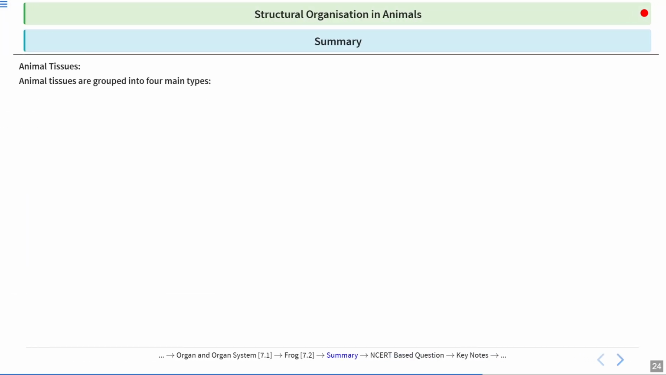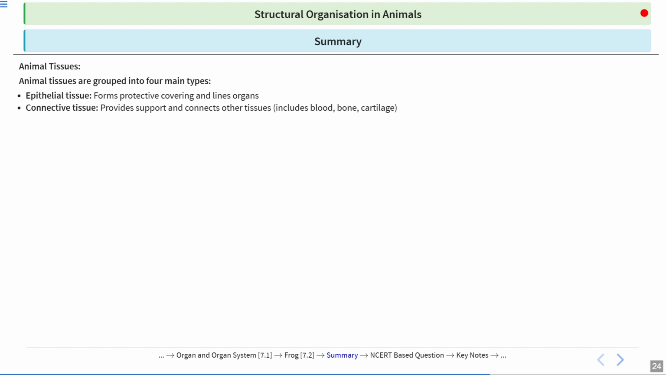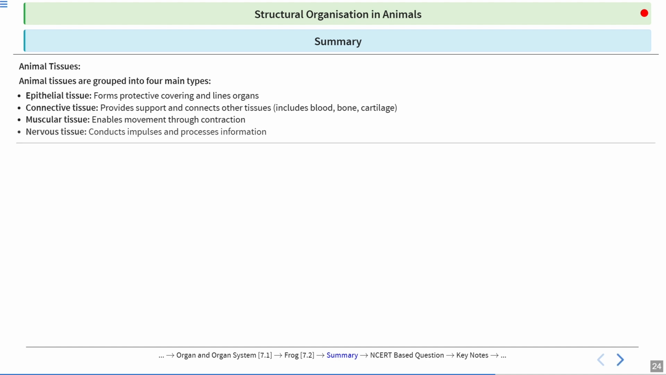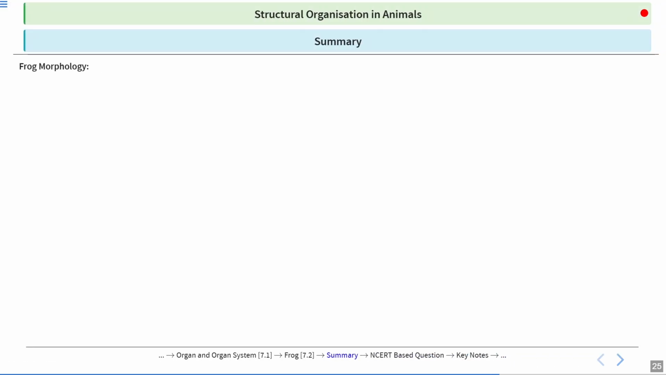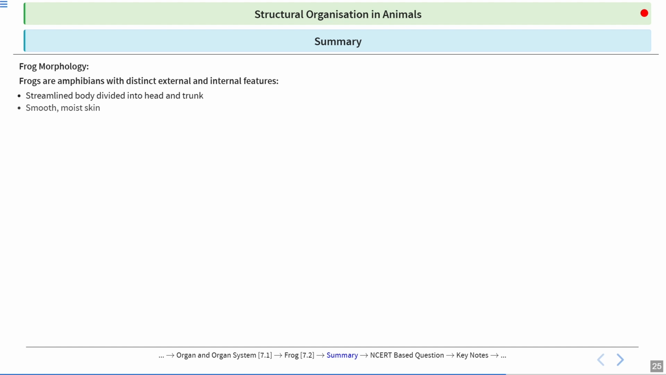Now we will talk about the summary. Animal tissues are grouped into four main types: epithelial tissue, connective tissue, muscular tissue, and nervous tissue, right? Frog morphology: frogs are amphibians with distinct external and internal features. They have a streamlined body divided into head and trunk. You can see that they do not have any neck region. The body can be divided into two parts, the head and the trunk.